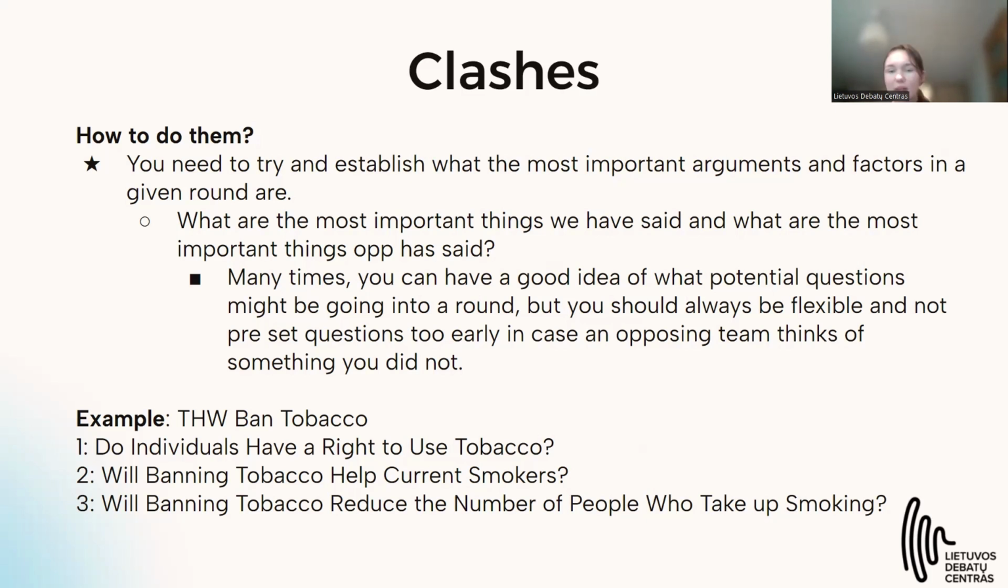So many times you can have a good idea of what potential questions might be going into a round, but you should always be flexible and not preset questions too early in case an opposing team thinks of something you did not, right? So I have this example of this house with banned tobacco again, and we have talked about it previously. So it can be pretty clear what the clashes could be about. But always be aware that your opponents could think up of something that you did not, right?